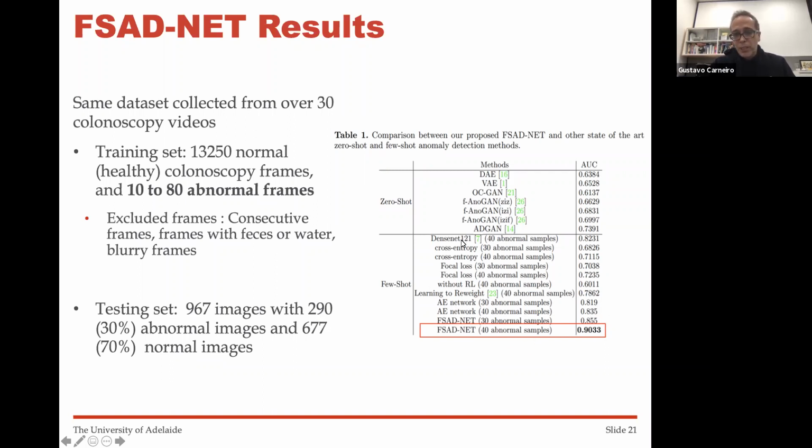And we also check if it works better than a system trained with few-shot anomaly detection, where we have a very large training set with normal images and a very small training set with abnormal images, and then we train a DenseNet, for example. And in both cases, our result is much better.